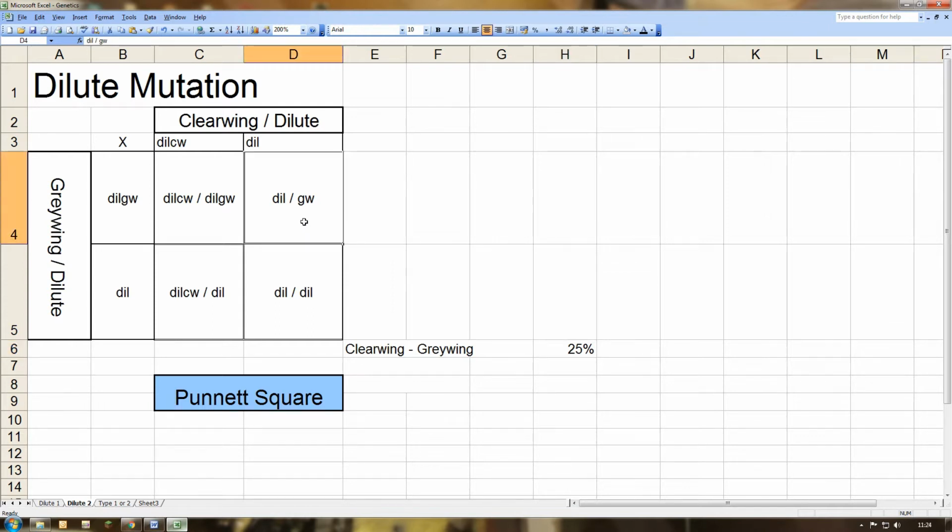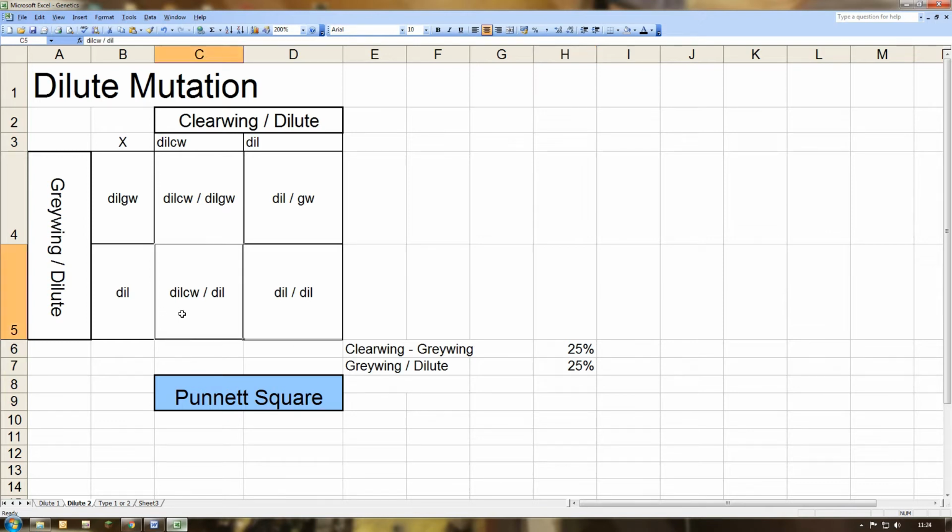This one here, where we've got a grey wing split dilute. Remember, dilute is recessive to all other gene types. So this bird here will in fact have a phenotype of grey wing, but it will actually be a grey wing split dilute. So 25% of the birds, once again, will be grey wing split dilute. So there'll be a grey wing phenotype.